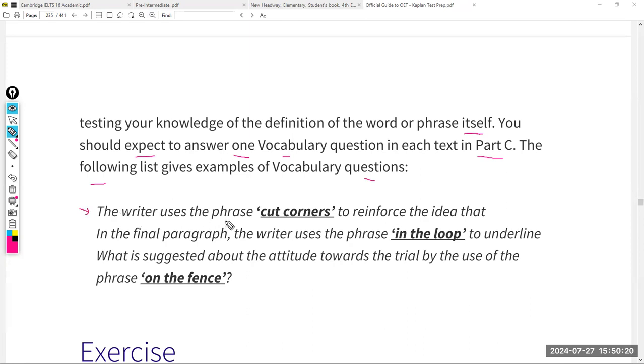So the writer uses this phrase, cut corners, for example, to reinforce the idea that in the final paragraph, maybe the word or the phrase is going to be existed in the final paragraph. The writer uses the phrase in the loop to underline what is suggested about the attitude towards the trial by the use of the phrase on defense, for example. So this is it. This is about the vocabulary.